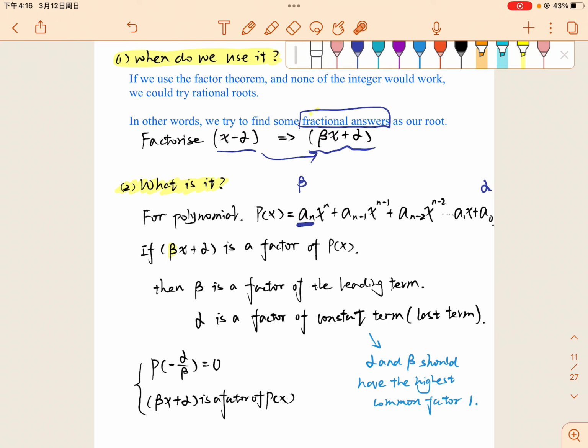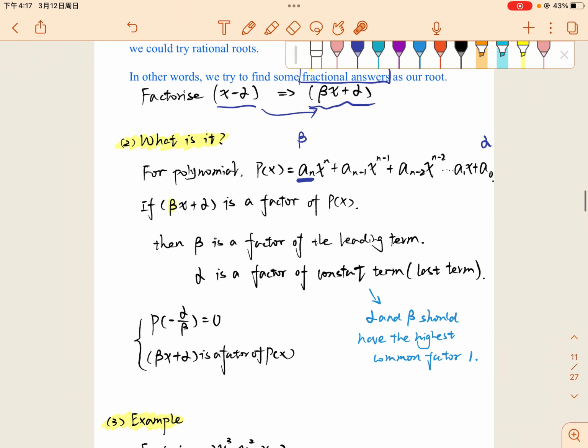And in this case, when we say alpha and beta, they should have a highest common factor of 1. That means it's the simplest, so you can't simplify the fraction any further. Alpha and beta can't be like 2 and 4, which can be further simplified into 1 and 2. So these two should already have a highest common factor of 1. And now, if beta x plus alpha is a factor of it, then p of negative alpha over beta will equal 0.